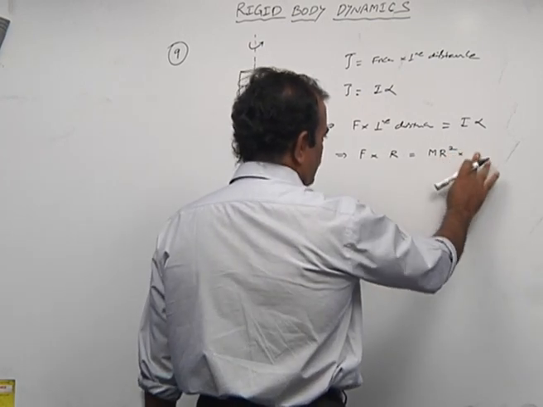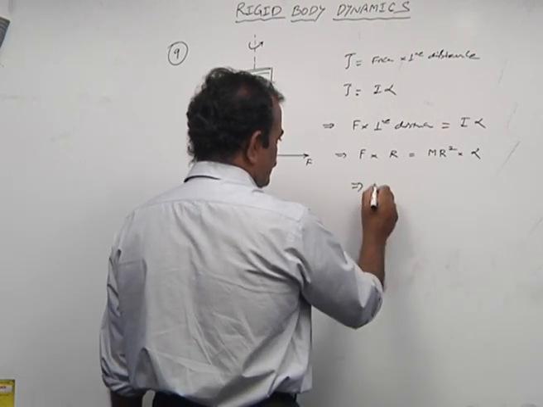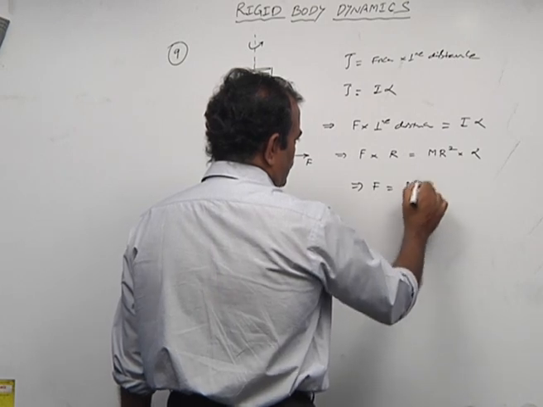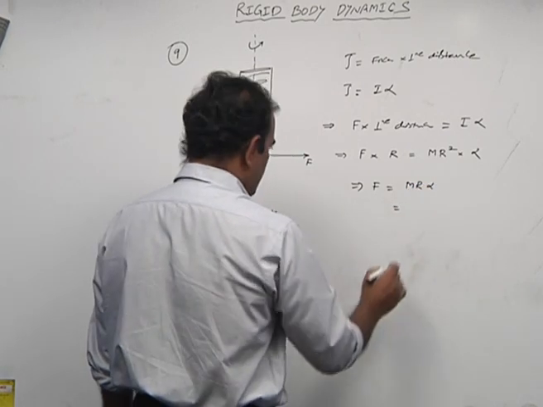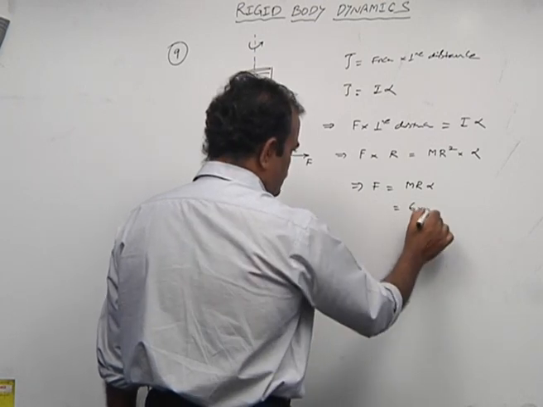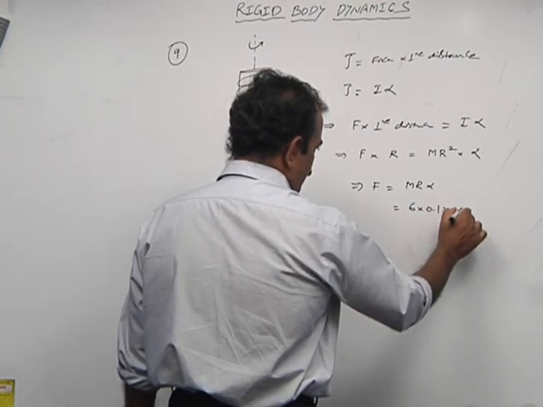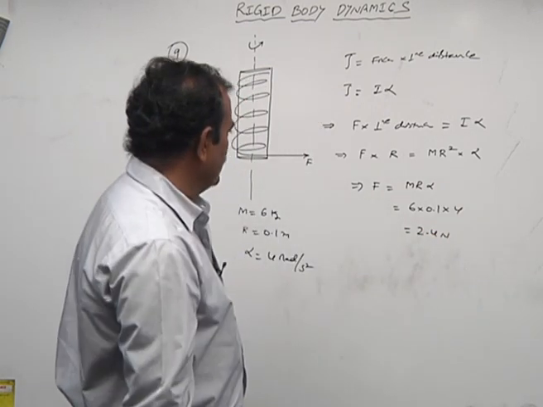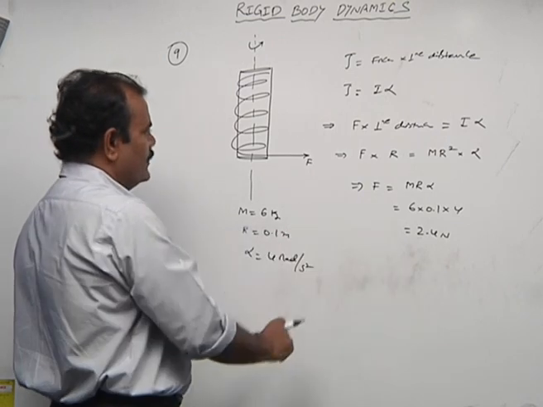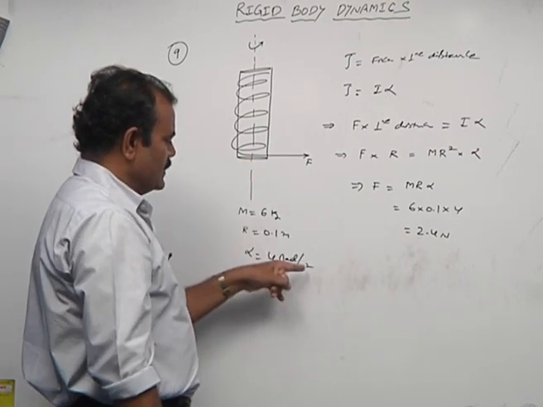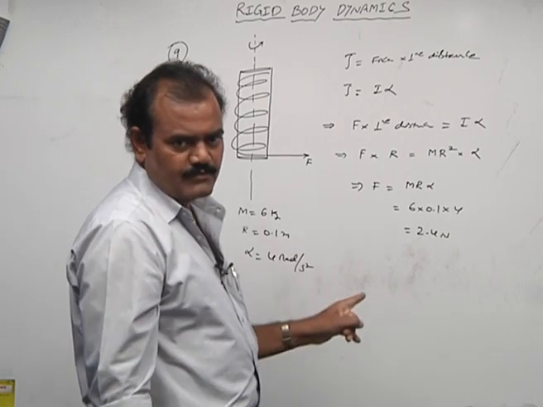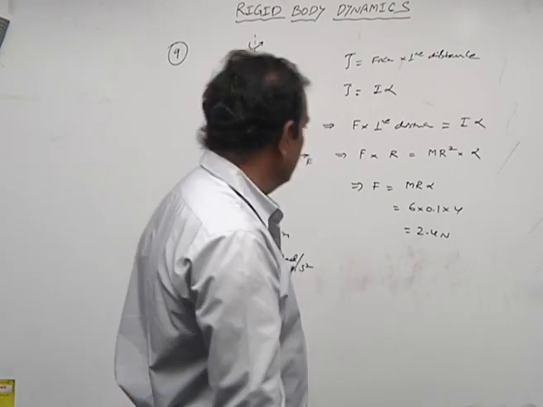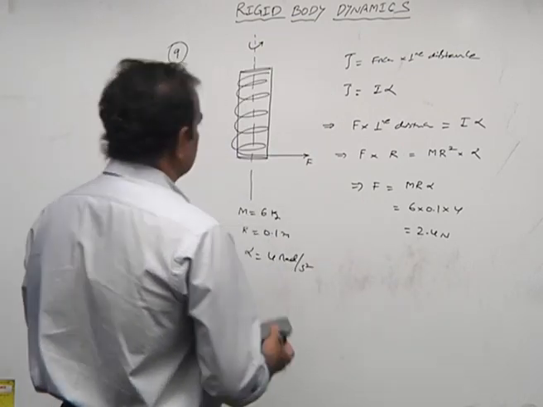Now we apply the values. F is equal to MR alpha. M is given as 6 kg, R is 0.1, and alpha is 4. So it becomes 2.4 newtons. When you apply this much force, 2.4 newtons, only then will it produce an angular acceleration of 4 radians per second square. So the problem is completed, and thereafter we are going to the 10th problem. It is a simple problem.